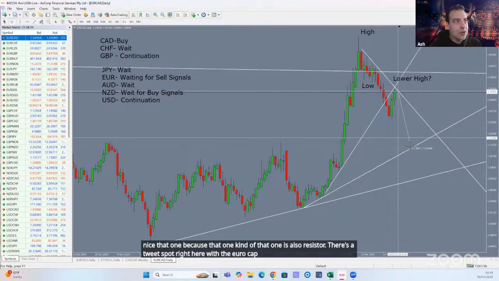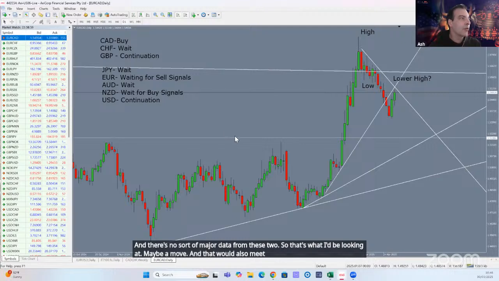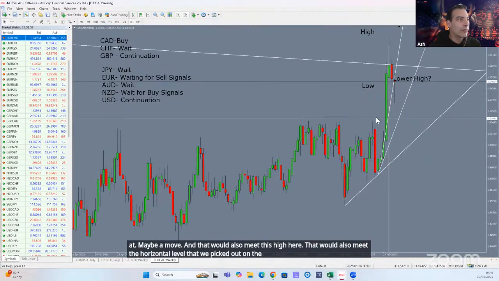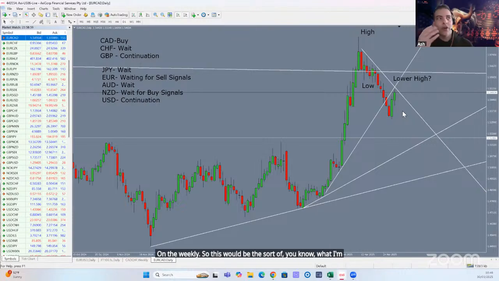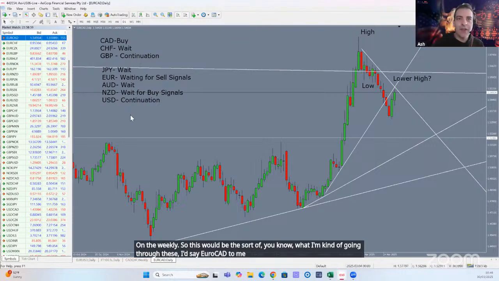And there's no sort of major data from these two. So that's what I'd be looking at, maybe a move. And that would also meet this high here. That would also meet the horizontal level that we picked out on the weekly. So when I'm going through these, I'd say Euro CAD to me seems like a fair position to attempt to take.